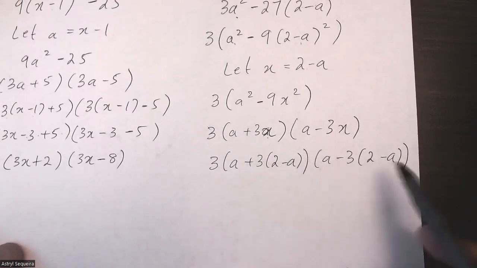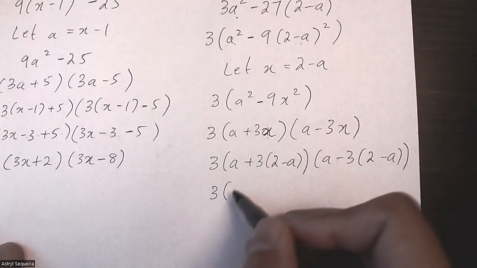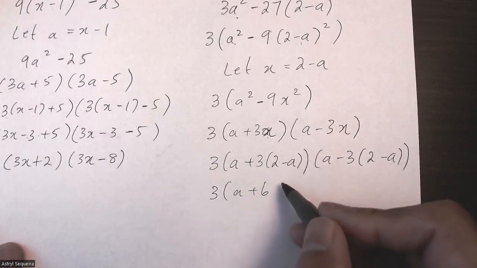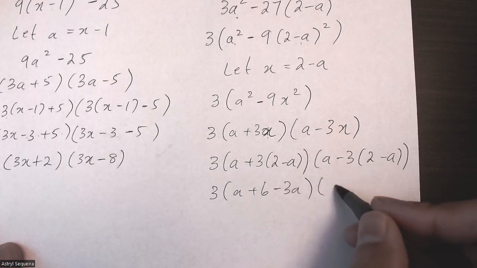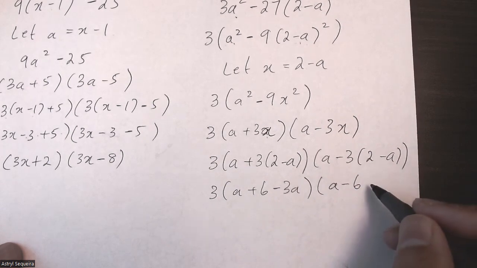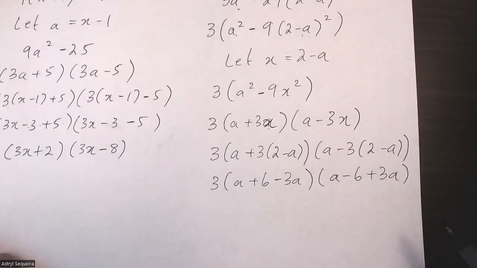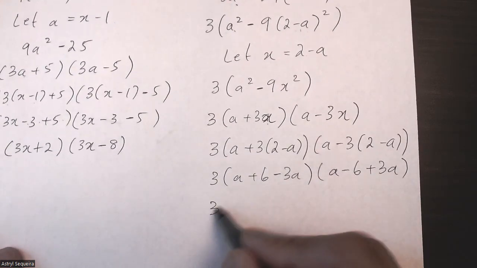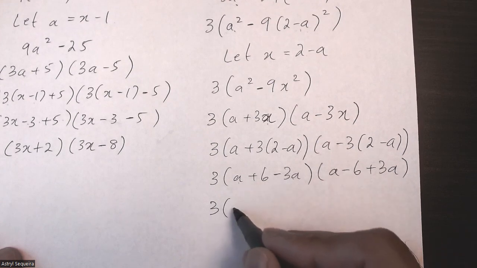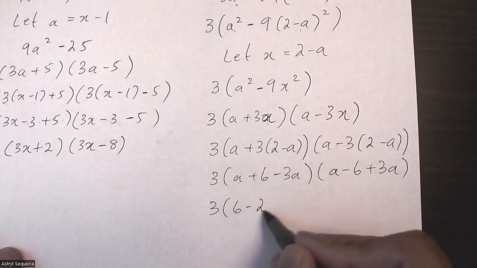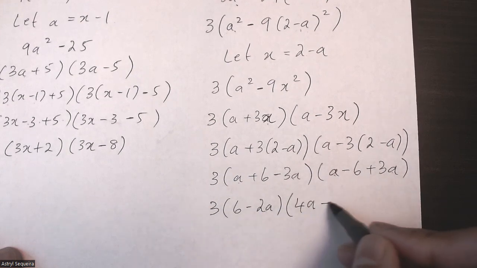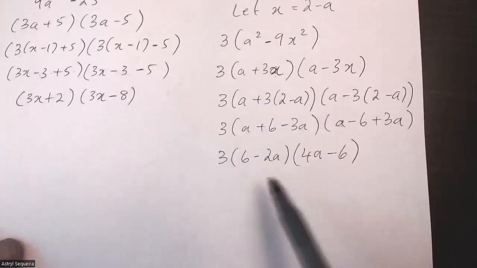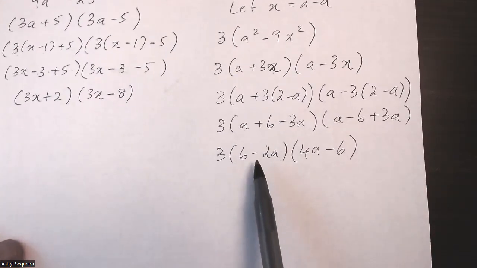I'll distribute this 3 into the brackets for both of them, the 3 and the negative 3. And then I'll combine like terms in both brackets. So a minus 3a is negative 2a. And here a plus 3a is 4a. Now, usually this would be the final solution, but what you notice here is you can actually common factor more out of both these brackets.